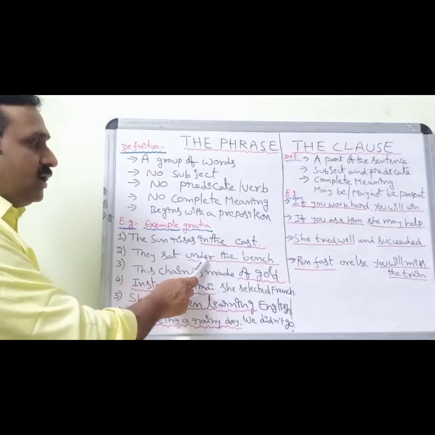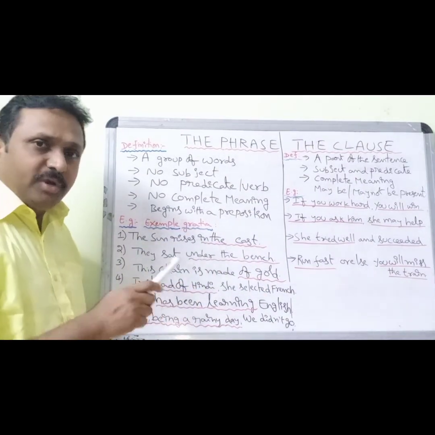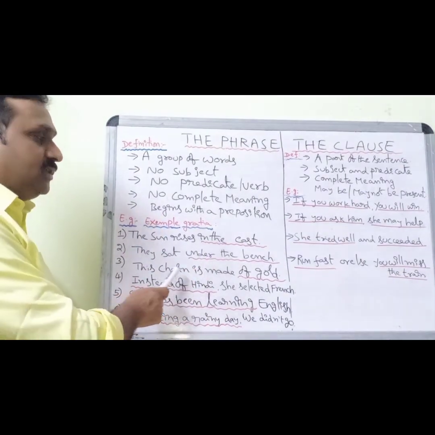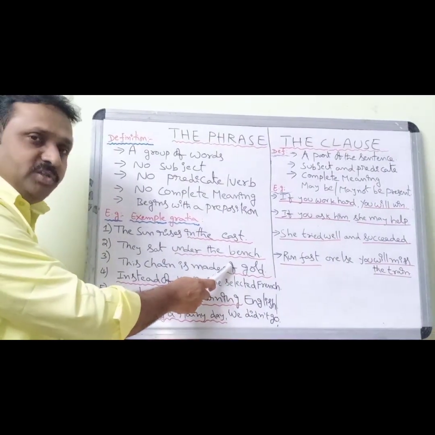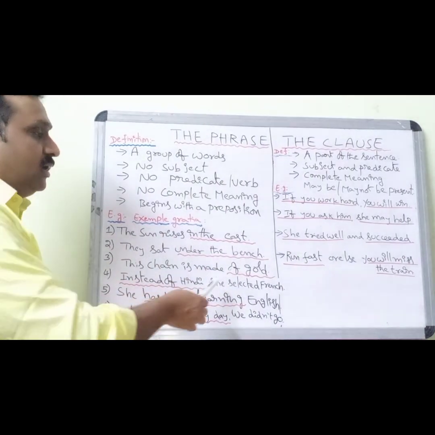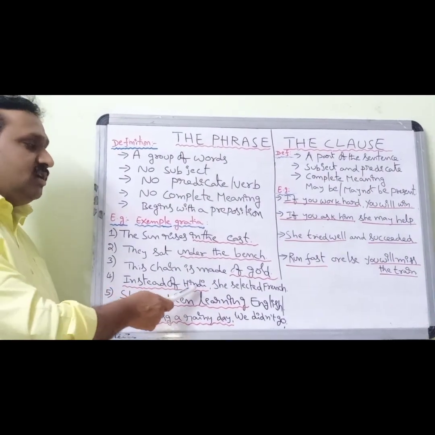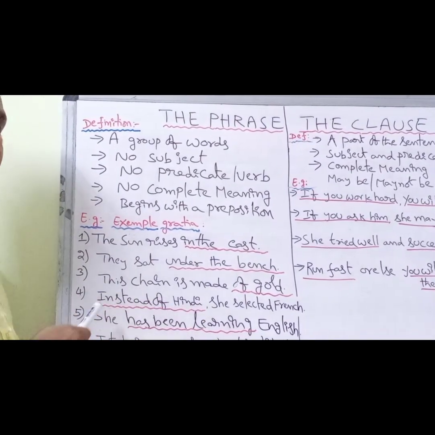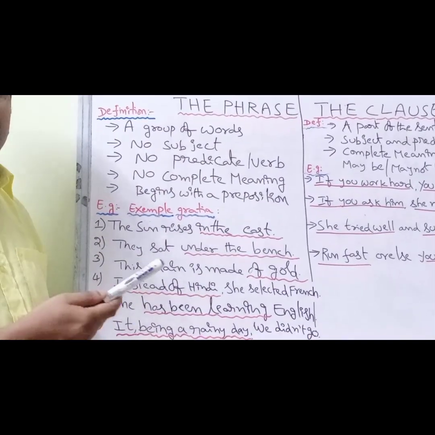In the second example, under the bench, a group of three words, has no subject, no predicate, no complete meaning, and it begins with the preposition under. And in the third example, the underlined part is of gold. It has no subject, no verb, no complete meaning, and it begins with the preposition of. And in the fourth example, instead of Hindi, instead of is a preposition, and this underlined part doesn't have any subject, verb, or complete meaning.